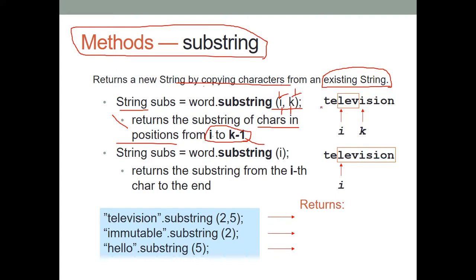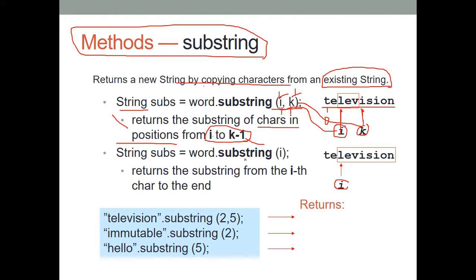For example, you have "television". The characters in this string start from 0, indexing starts from 0. Say i is pointing to L and k is pointing to I. This is the initial point i and this is k. If you pass them, it will give you "lev". And if you pass only the i value, it will give you the rest of the string.